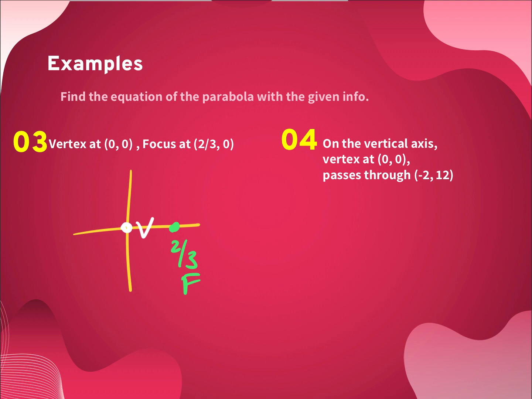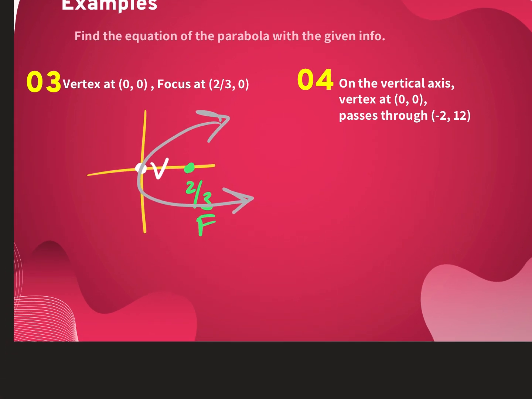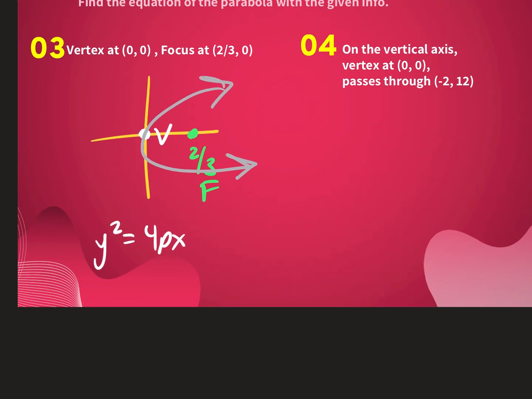Remind yourself for the 19,000th time, which way does our parabola open? Towards the focus. So this is going which direction? To the right. Do you guys see how helpful it is to draw a tiny little picture? Really tells you what's going on. So which equation am I going to use? X squared or y squared? Y squared equals 4p times x. Again, what is the p value? It's the distance from where? Vertex to the focus. Good.